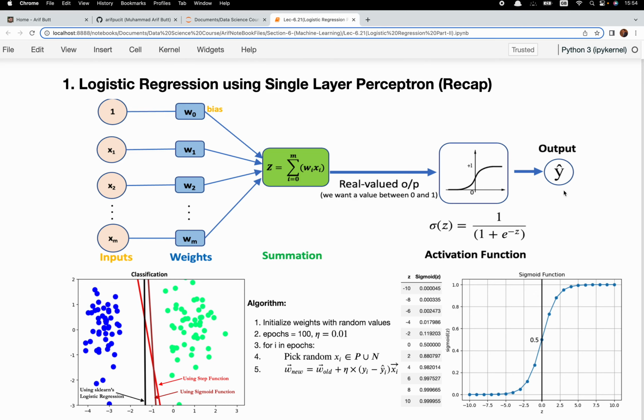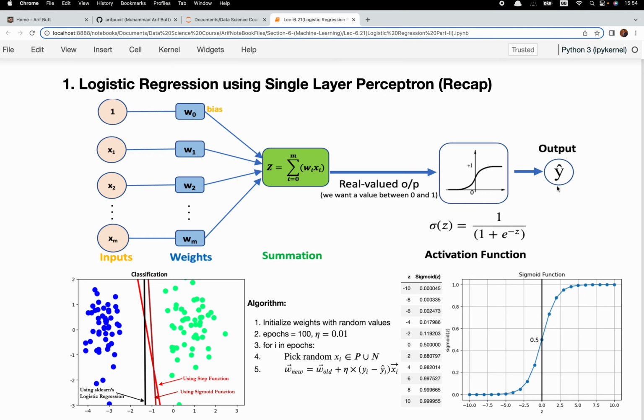Well, for binary classification, we normally assign a value of 1 to say a positive class and a value of 0 to say negative class. In case of a step function, which is not shown over here, if the value of Z is positive, we map it to class 1, that is Y hat equals 1. And if the value of Z is negative, we map it to class 0, that is Y hat equals 0.